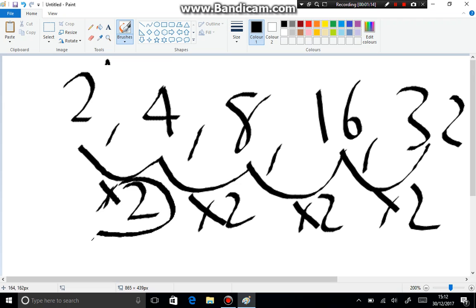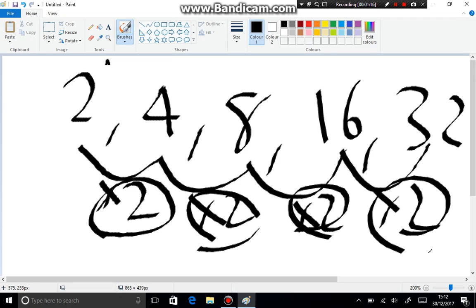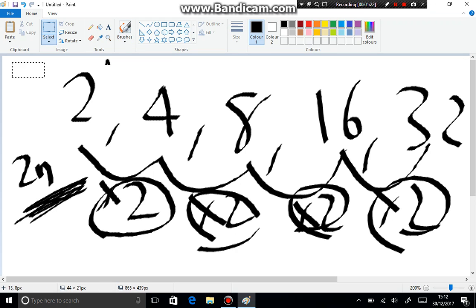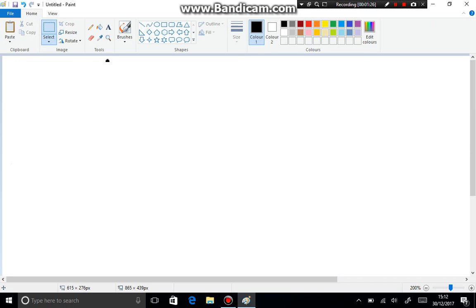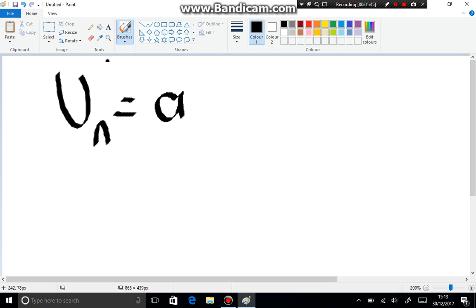So as you can see, we're multiplying by 2 each time, and just by looking at this you can tell it's 2^n. But we want to know how to derive this from the original formula. So the formula for geometric series is slightly different. It's un, sorry about that, un is equal to ar to the power of n minus 1.